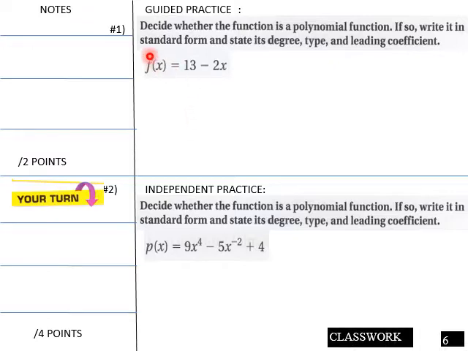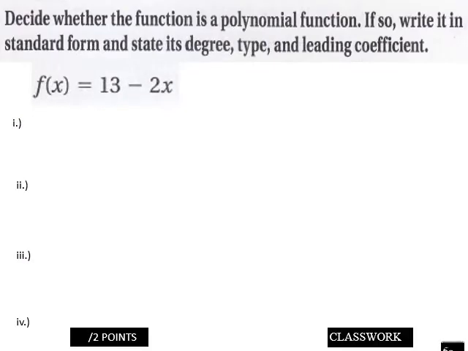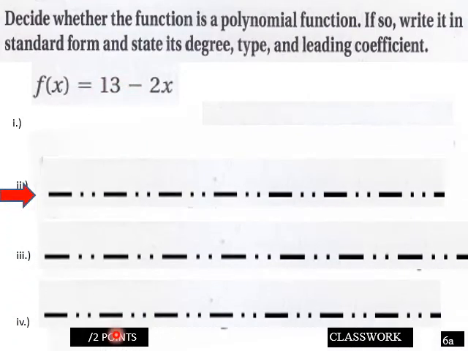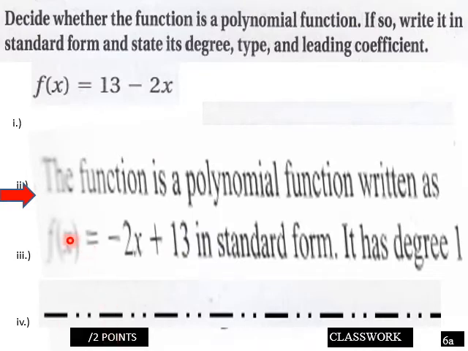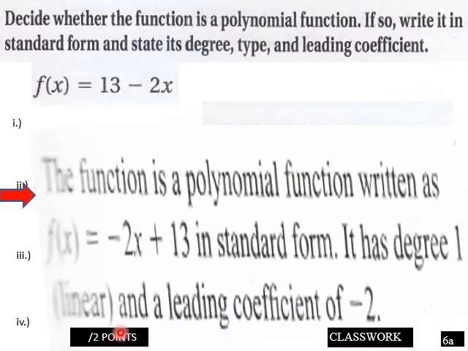Okay, let's do our guided practice. Decide whether the function is a polynomial function. If so, write it in standard form and state its degree, type, and leading coefficient. Students, do this one here. Okay, f of x equals 13 minus 2x. The function is a polynomial function, written as f of x equals negative 2x plus 13 in standard form. It has degree 1, so it is linear, and a leading coefficient of -2.